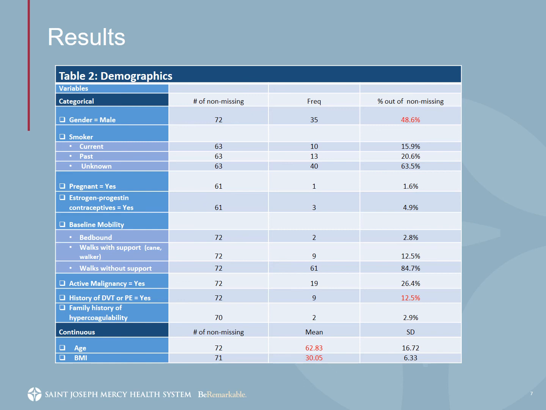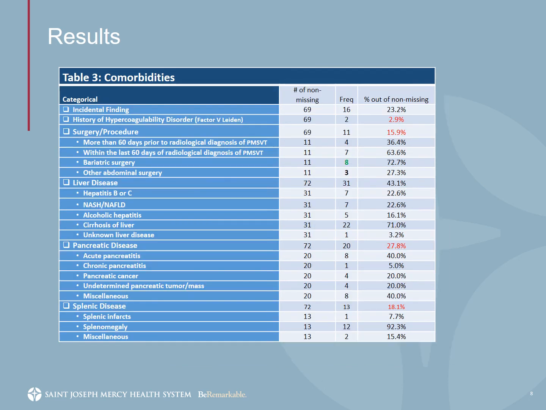The other notable feature was that 12.5% of these had a prior history of DVT or PE. The average age was 62 with a standard deviation of 16 and the average BMI was 30. Coming to table number 3, we notice PMSVT was an incidental finding in 23% of our study population. Hypercoagulability has been detected as a risk factor in 2.9%.